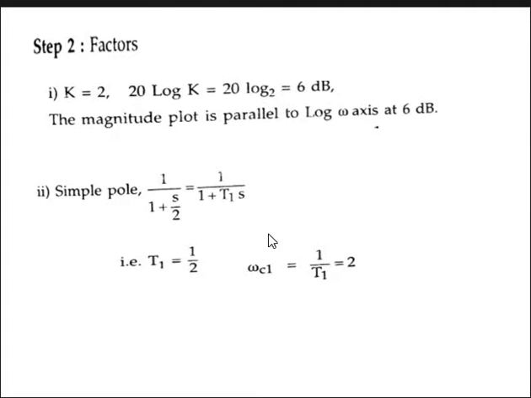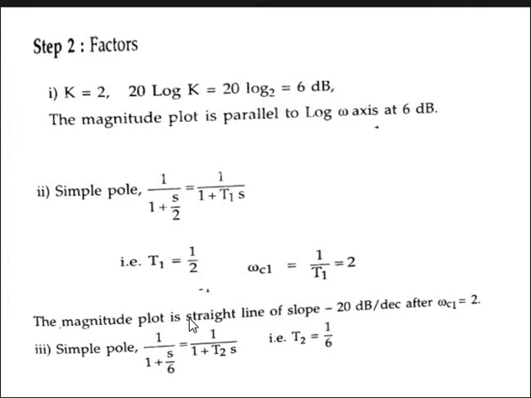Therefore the magnitude plot for this pole is, up to omega equal to 2, that means up to the frequency 2, the magnitude plot is 0 dB constant. After the frequency 2, the magnitude plot decreases 20 dB per decade. So the magnitude plot is a straight line of slope minus 20 dB per decade after omega C1 equal to 2. Up to this corner frequency, 0 dB constant. After this corner frequency, minus 20 dB per decade, decreasing 20 dB per decade.